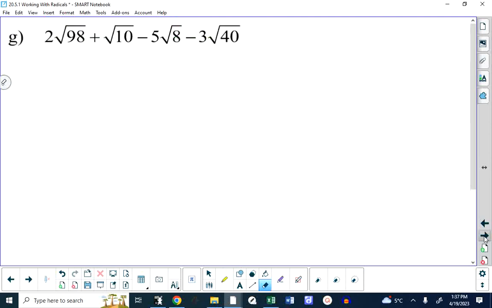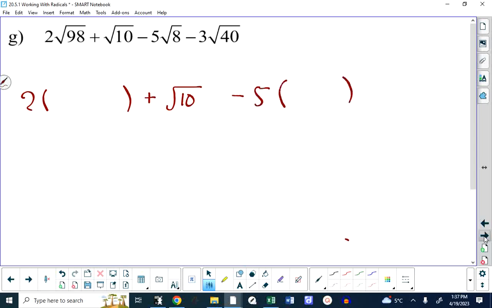The complexity of the problems grows, of course. This is just more work. I would like everybody to take a minute and simplify root 98. I'm not going to ask you to simplify root 10 because it doesn't simplify.